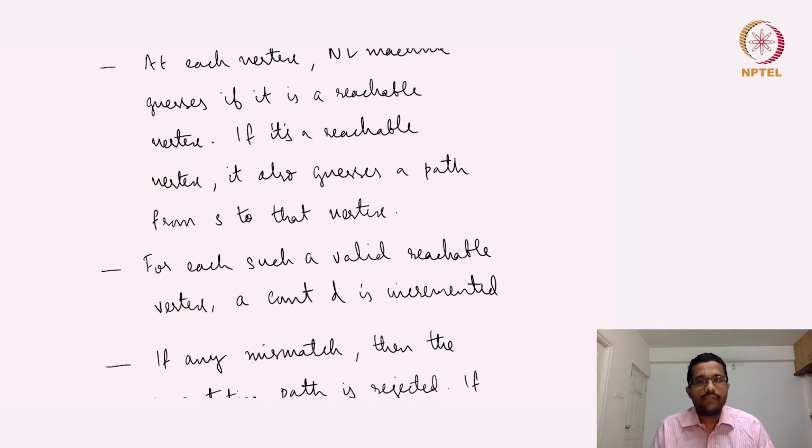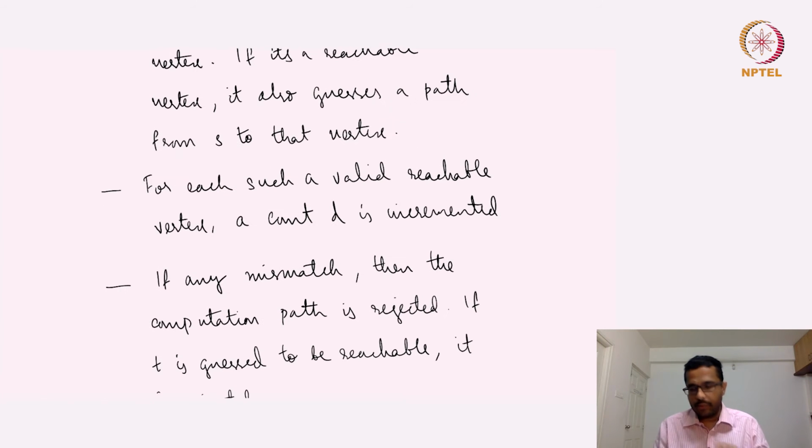If anywhere our guesses go wrong, even in guessing whether it is reachable or in verifying, then that whole computation path is rejected. If there is any mismatch anywhere, that whole computation path is rejected. All that we need is some computation path that leads to correct verification. There could be hundreds and thousands of other computations that lead to reject. That is okay. All we need is one correct path. When I say path, I mean computation path.